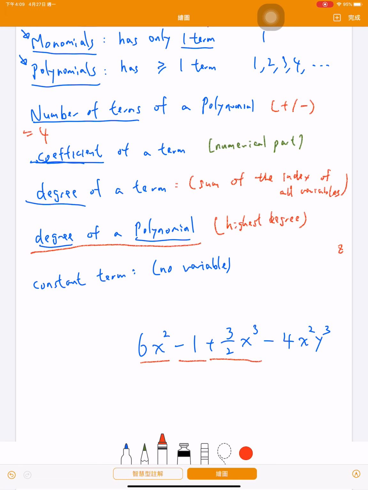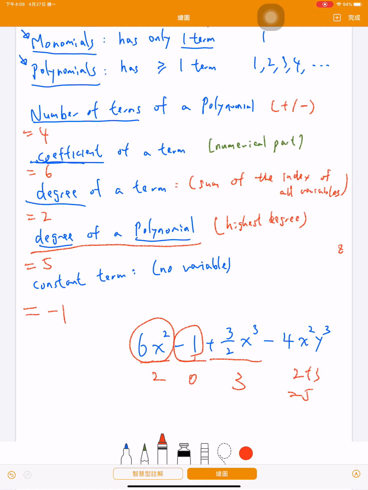The coefficient of a term, for example, the coefficient of x squared is 6. The degree is 2, right? For the degree of the whole polynomial, for example, this one is degree 2, this one degree 0, this one is 3, this one is 2 plus 3, so 5. So the degree of the polynomial is 5. For the constant term, which one? Of course, this one, because it does not have any variable. So this one is -1. Okay. So this one is practice.